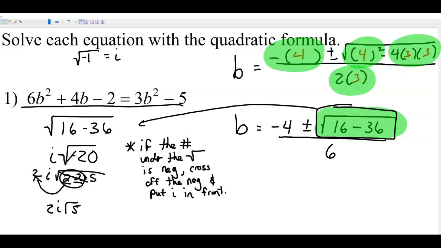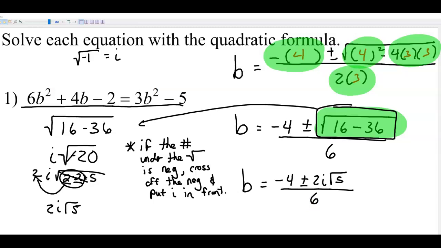Now we have the I there because it's an imaginary number. So the turtle story was new, but the way you take square roots is old. We did that already. But the I thing, that's the new part I really want you guys to know. So we have this now. B is equal to negative 4 plus or minus 2I square root 5 over 6.